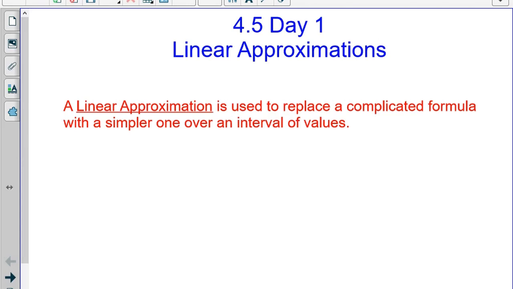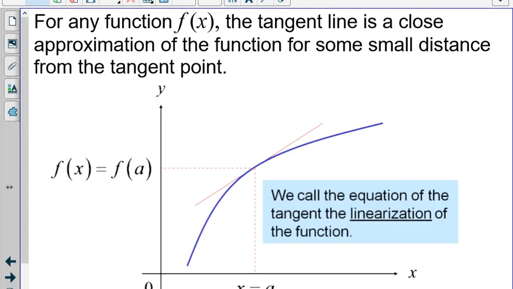Linear approximations day one. A linear approximation is used to replace a complicated formula with a simpler one over an interval of values. There are a variety of different ways to do this. The thing we're going to focus on today is called linearization. The equation of the tangent line is the linearization.